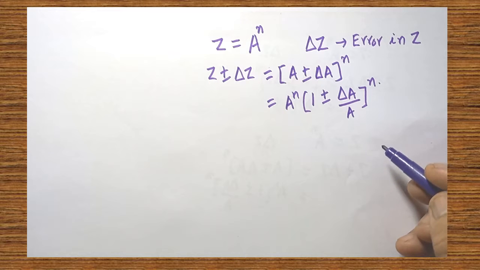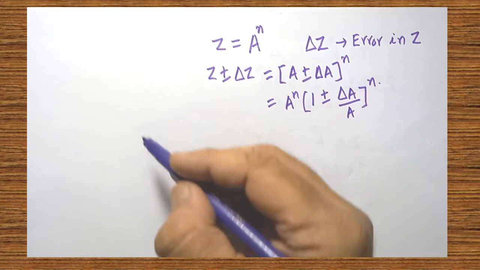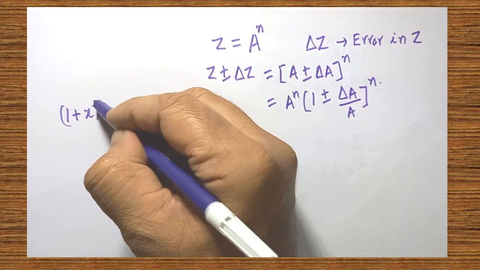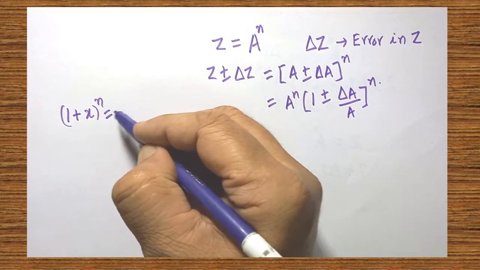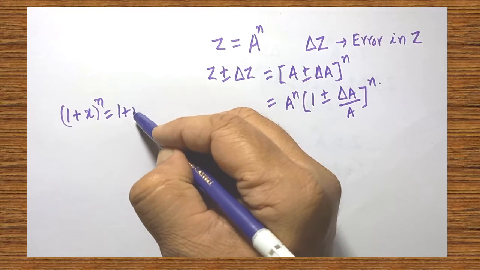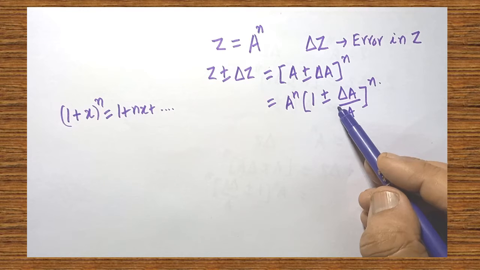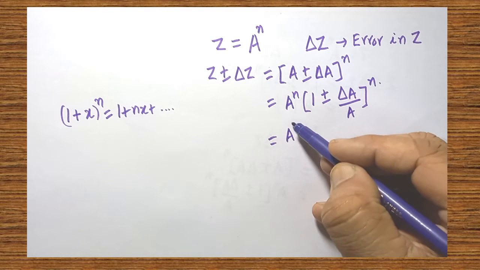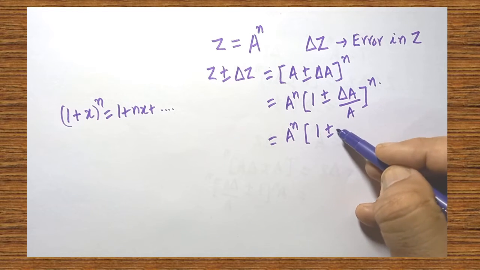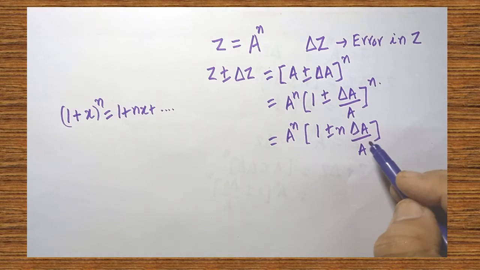Now we can expand this portion by using binomial expansion. What is the expansion? 1 plus x power of n. According to the binomial expansion, we can write it as 1 plus nx, and after that the higher powers can be neglected. This formula is to be used to expand this one. So after expansion, you will get a power of n, 1 plus or minus n del a divided by a. In that format, we can write this equation.